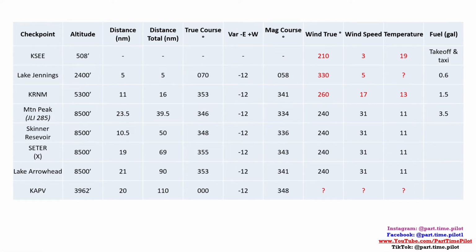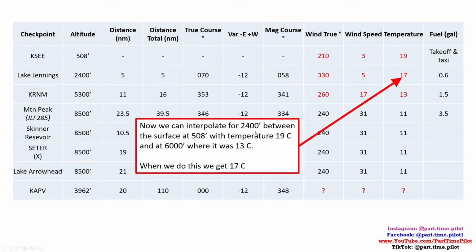And then now we have the KC temperature at 19, and we have the temperature at 5,300 feet at the KRNM checkpoint. So now we can interpolate for Lake Jennings, which is in between that. If we interpolate between 508 feet and 5,300 feet for 2,400 feet, we get 17 degrees.